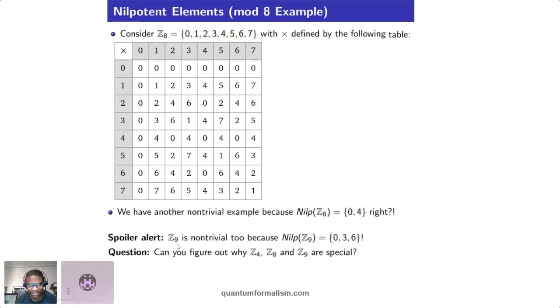I will just give you a spoiler alert: Z9 is non-trivial, and I claim the nilpotent set of Z9 is 0, 3, 6. Okay. And now the question: can you figure out why? So far, we have Z4, Z8, and Z9 being special, non-trivial. Okay, don't share it. Just hold on to the thought. I'll come up in a minute with more tables.